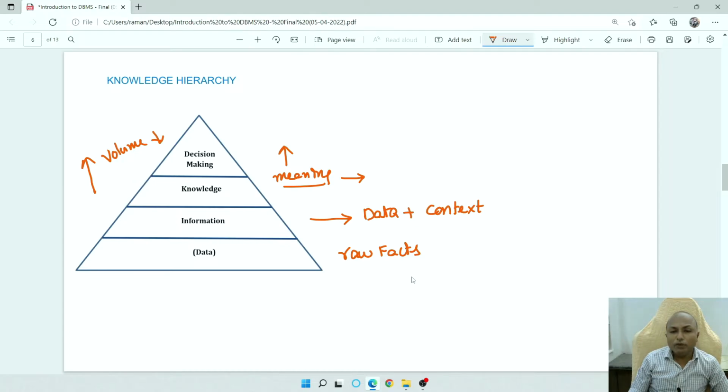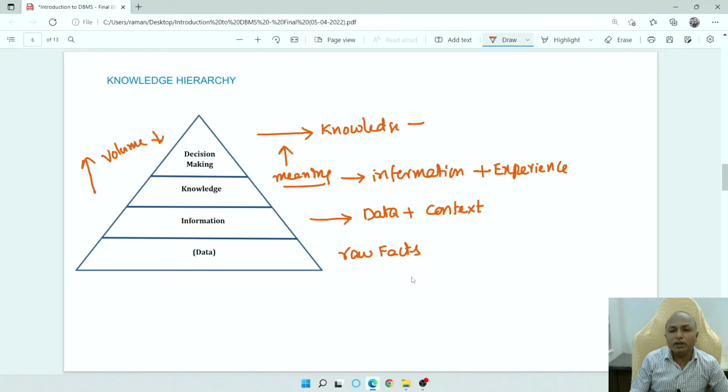Then if you use expertise on information, then you will get the knowledge. Information plus experience or expertise, then you will get the knowledge. If you have the knowledge, if with that knowledge, you take some action, then that is nothing but decision making.